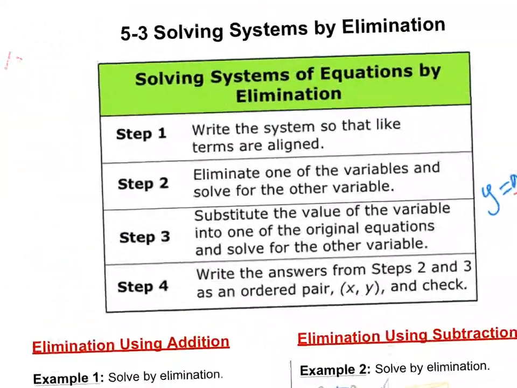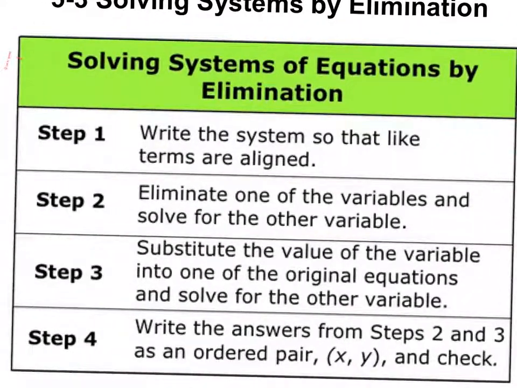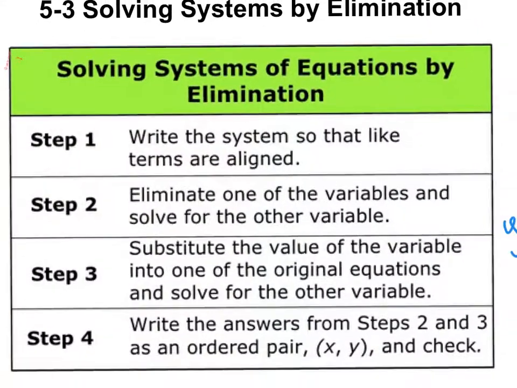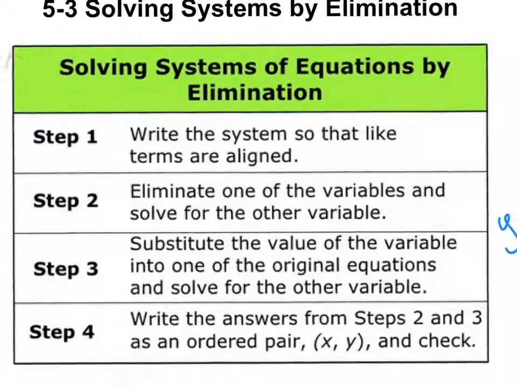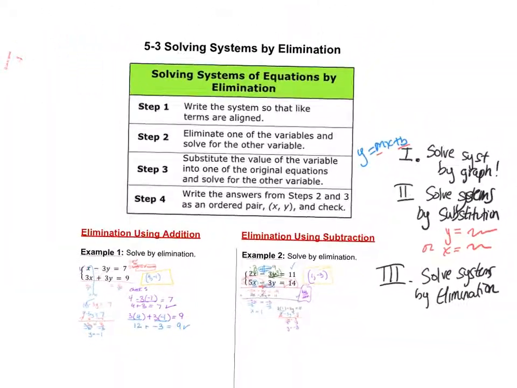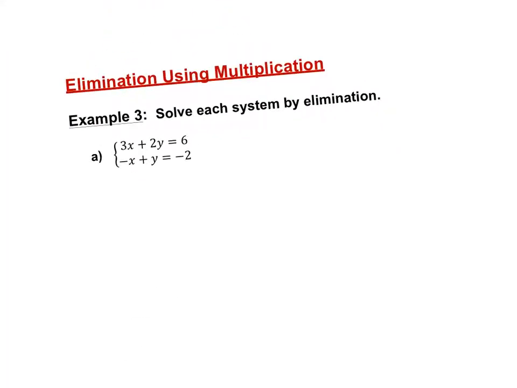So, first of all, make sure that the terms are aligned. So x's are under x's, y's are under y's. Eliminate one of the variables, solve for the other variable, and the way to eliminate one of the variables is to add down. And then plug in and try. Let's look at this one.